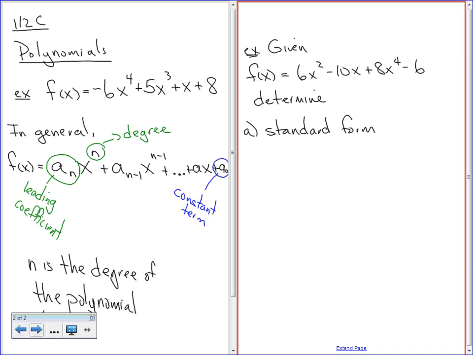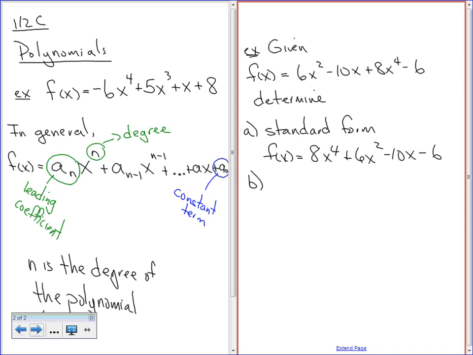So putting the polynomial into standard form should be pretty straightforward. You're just rearranging it from the highest exponent down to the lowest exponent. So in standard form, the polynomial would be 8x to the 4 plus the next one is the x squared, then the x term, and finally the constant term.